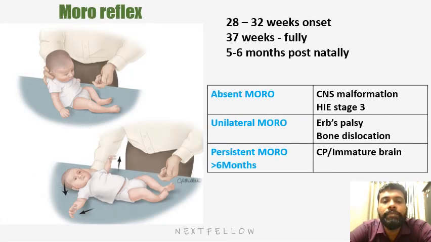So this is, yes, it is obvious, the Moro reflex. It usually starts from 28 to 32 weeks of gestation, and by 37 weeks it is fully developed. It is seen till 5 to 6 months postnatally. How is it elicited? It is elicited by the sudden dropping of the infant's head in relation to the trunk, which results in abduction and extension of the infant's arms and opening of the hands by flexion.